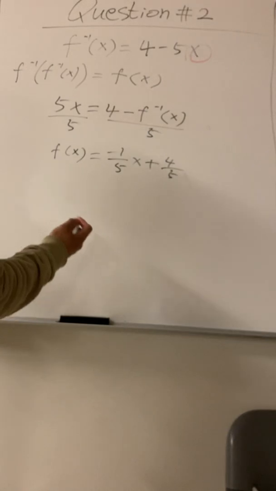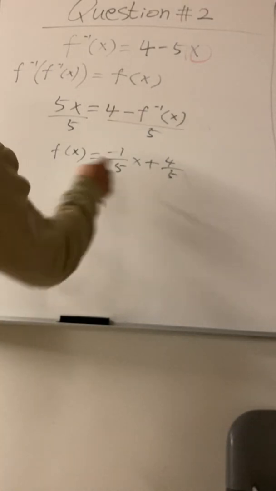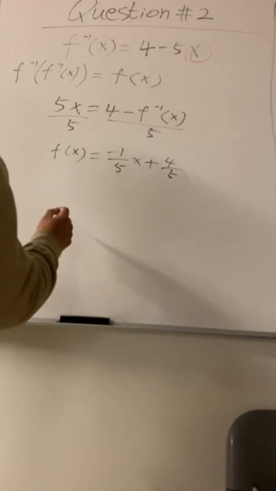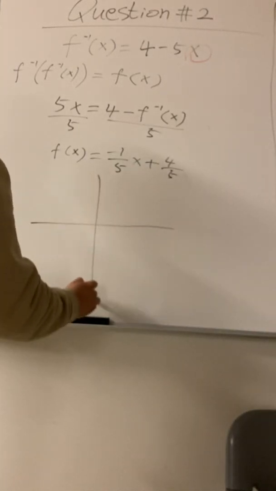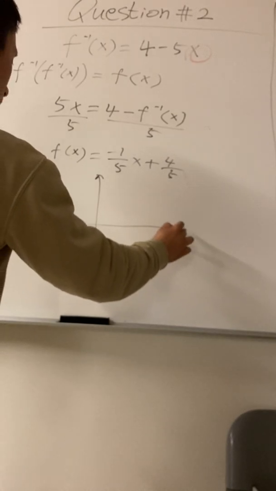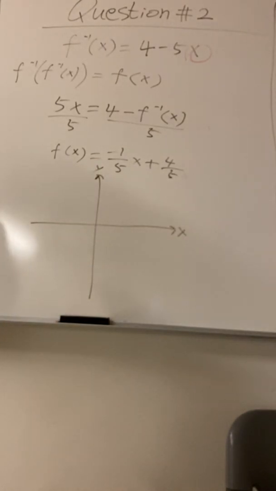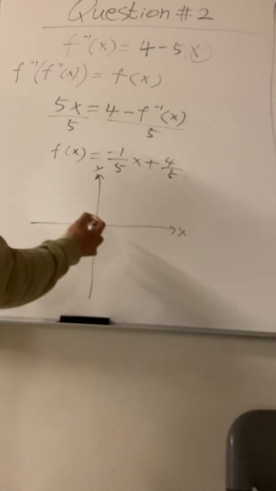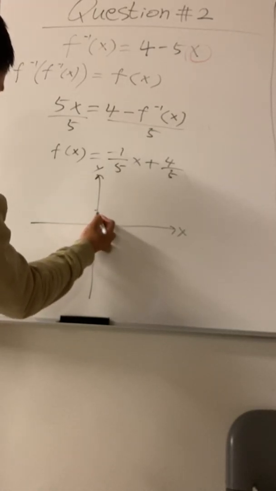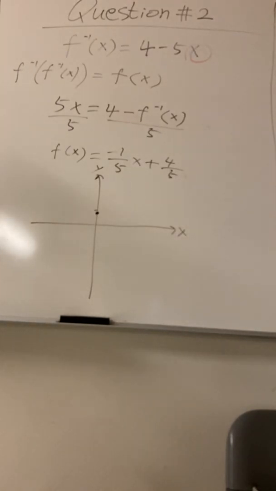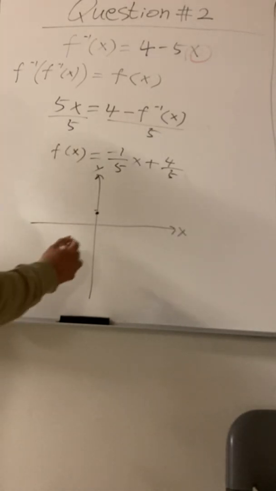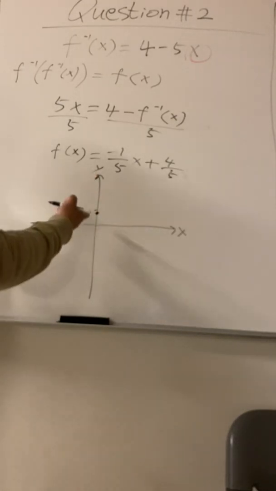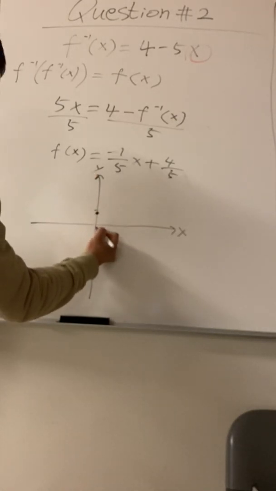Now, to graph it, we refer to the slope-intercept form. This is our y-intercept, this is our slope. We have our x and y axes. The line intersects the y-axis at 4 over 5. 4 over 5 is less than 1, so let's say it's right here. Well, the slope tells us that the function would go down by 1. Should be right here, and go to the right by 5.